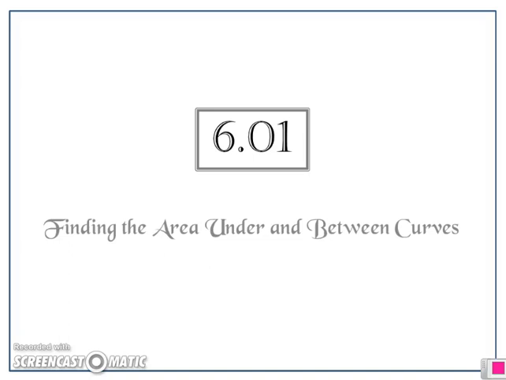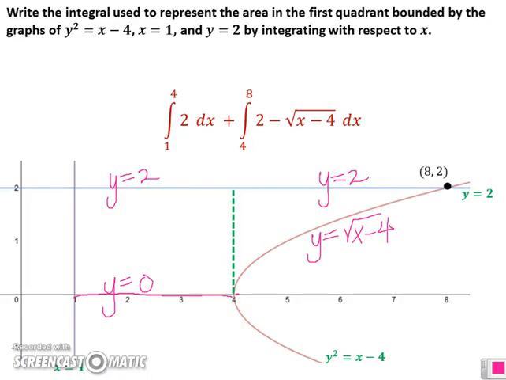Okay, last video for 601. Let's recap real quick. The second video, area between curves number 2, we did this problem. We finished with it, where we had to write the integral used to represent the area bounded by these graphs, x equals 1, y equals 2, and this function here in the first quadrant.